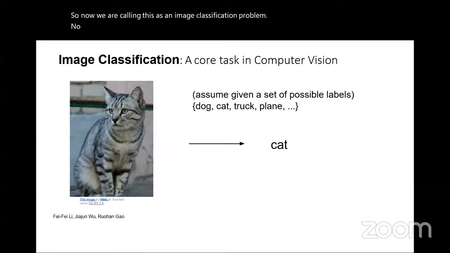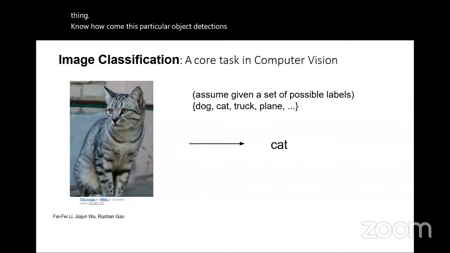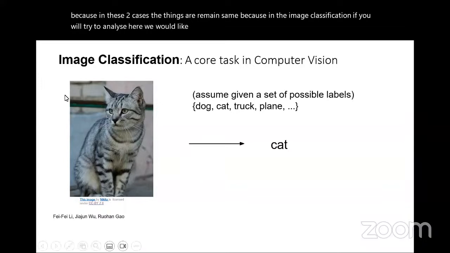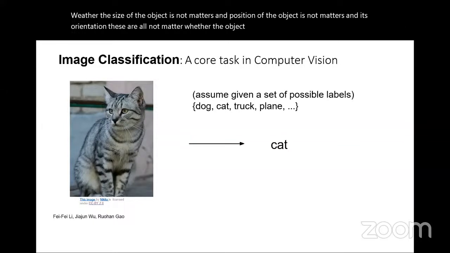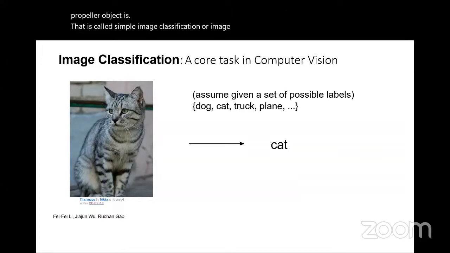Now, can I call this particular problem an object detection problem? Because an object called a cat is present in this image, and my classification output also belongs to the same thing. How are object detection problems different from image classification, when in these two cases the things remain the same? In image classification, we would like to take a decision on the entire image. The size of the object does not matter, the position does not matter, and its orientation does not matter. Whether the object is present, and if present, what the object is: that is called a simple image classification or image recognition problem.